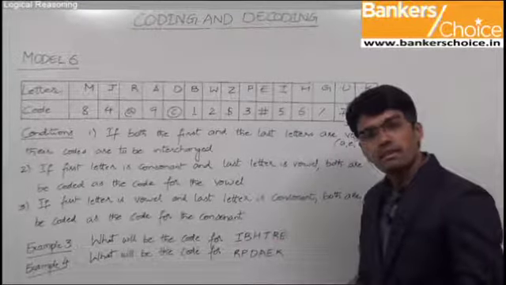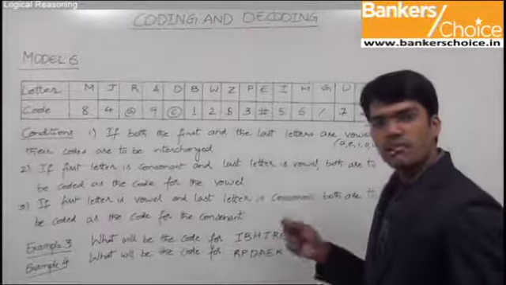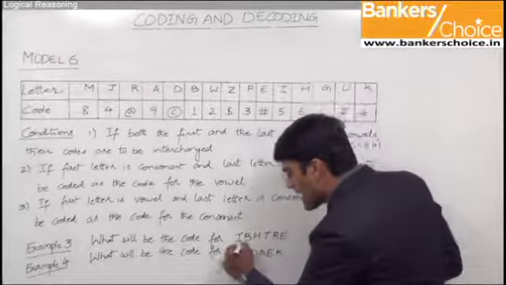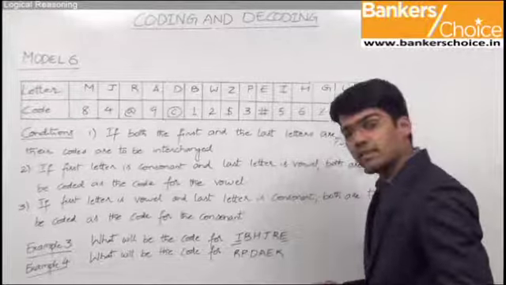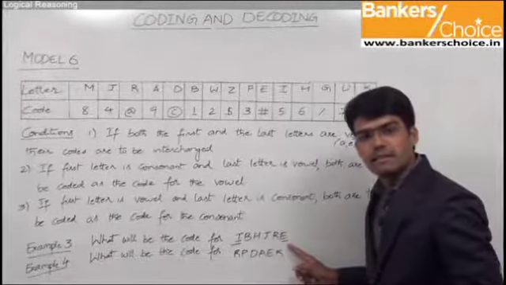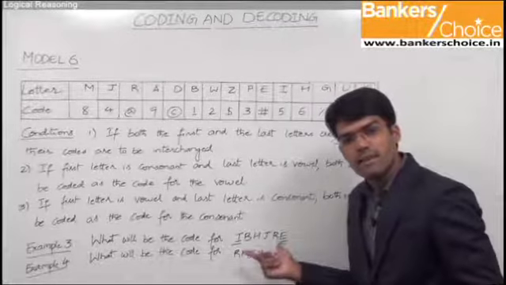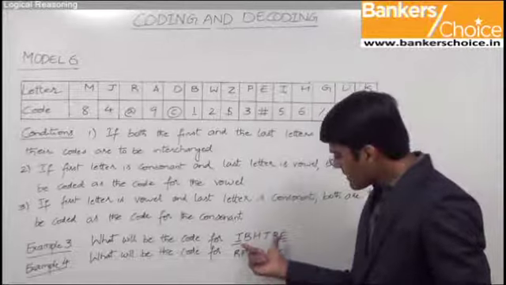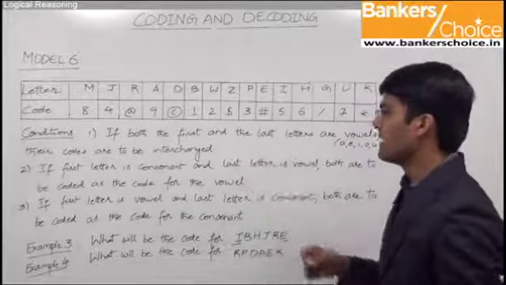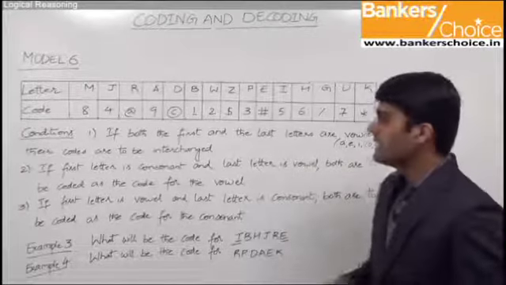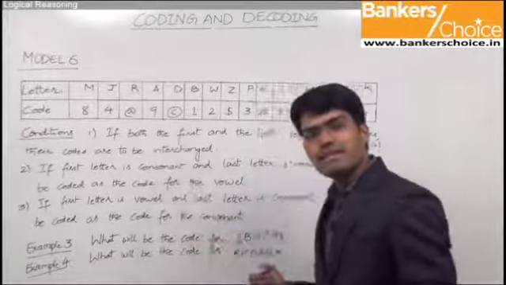IBHJRE. Now, as we know that the conditions are based on the first and the last letter of the given words, let us identify the category of the first and the last letters. Here, the first letter is I and the last letter is E. That means both the first and last letters are vowels. And the condition which is to be followed for such a given word is the first one, which says if both the first and the last letters are vowels, their codes are to be interchanged.